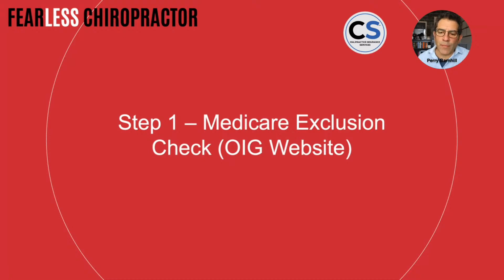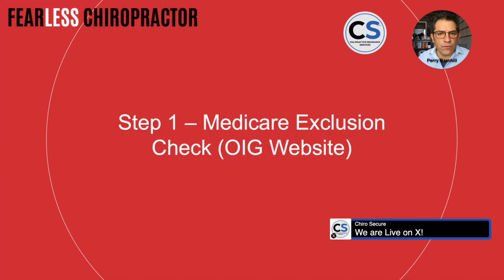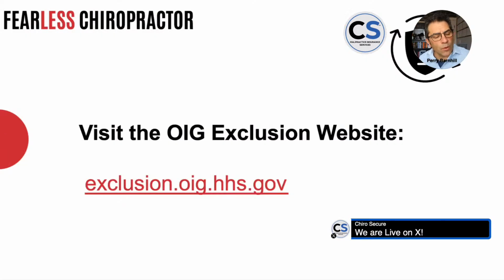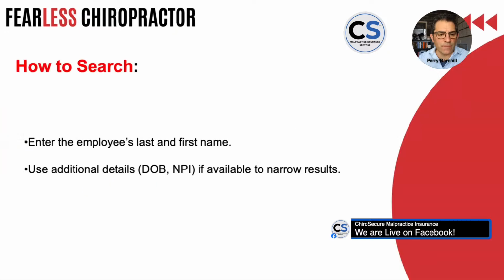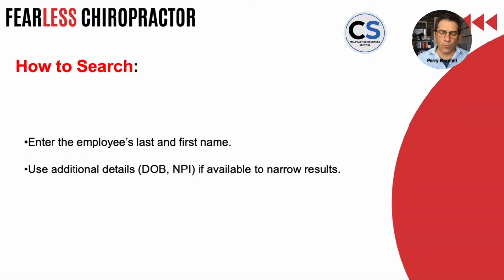Here we go. Step one, the Medicare exclusion list and the website to go to check. It's right here. What you want to do is go to exclusion.oig.hhs.gov. This is the website where we're going to enter the information we need to see if a person is on this list. It's real simple. You don't have to log in or anything like that, but you enter the employee's last name and their first name. You can use additional details if you have them, like date of birth. Your employees may or may not have an NPI number. If you have an associate doctor that you hire, then you have to do this with them as well.